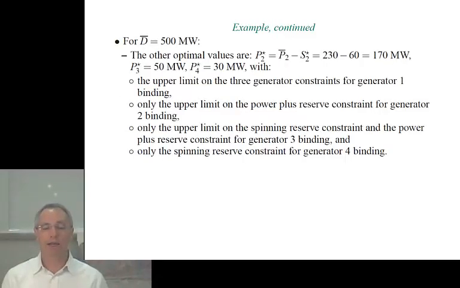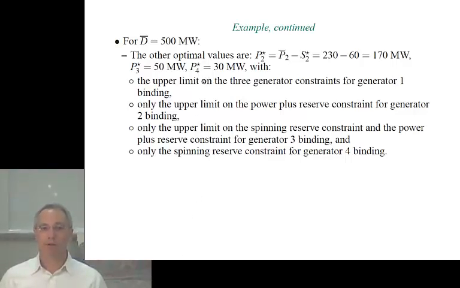Now let's turn to D overline equal 500 megawatts. The other optimal values are going to be P2 star is equal to P2 overline minus S2 star. That's 230 minus 60, or 170 megawatts. P3 star is 50 megawatts. That adds up to 250 from generator 1, 170 from generator 2, 50 from generator 3. We need another 30 megawatts, and that's going to come from generator 4.